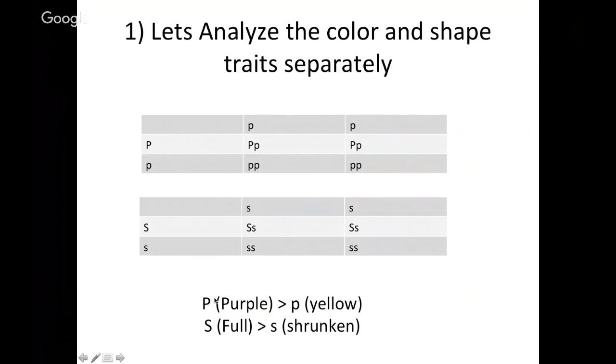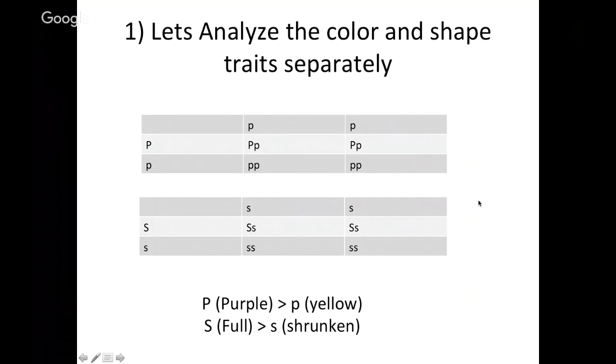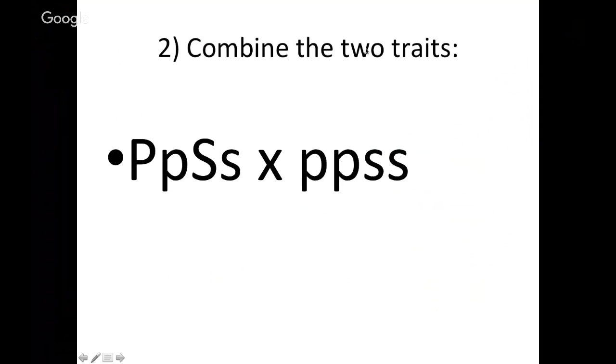Analyzing the color and shape traits separately, purple is dominant over yellow, full is dominant over shrunken. So you have one heterozygous parent for each trait and one homozygous recessive parent for each trait. And this will give you 1/2 purple, 1/2 yellow, and 1/2 shrunken and 1/2 full. So that means all 4 traits will be represented in the progeny. So now that you know your parents' genotypes, the purple parent with full kernels and the yellow parent with shrunken kernels, you can cross them.